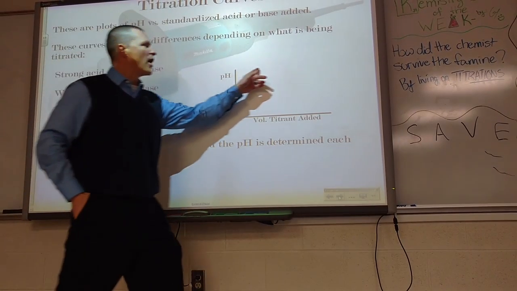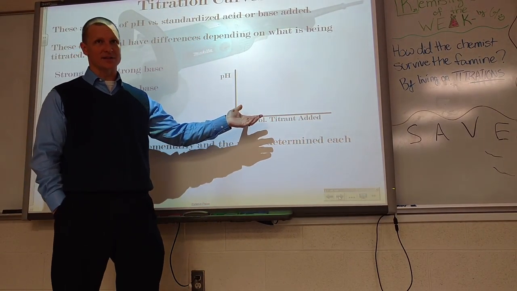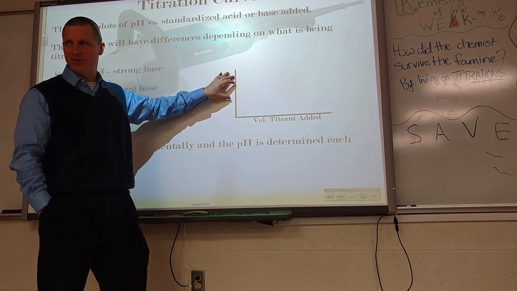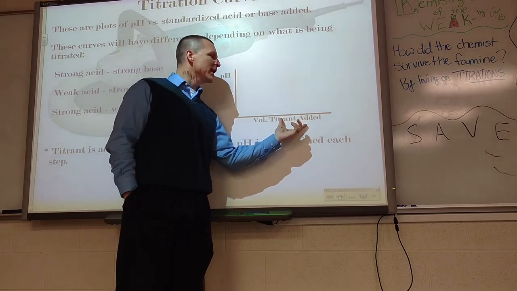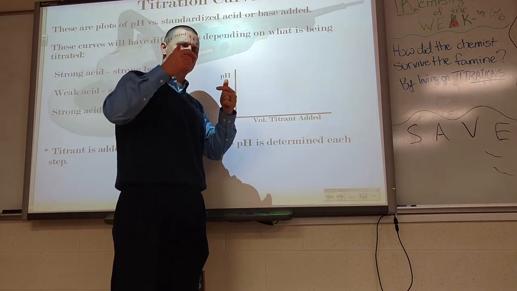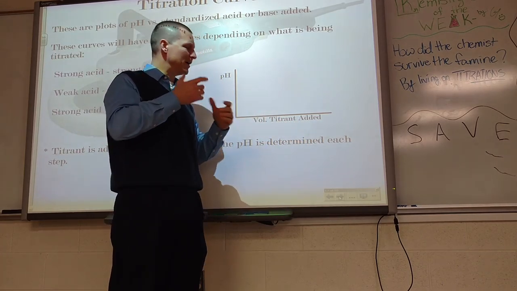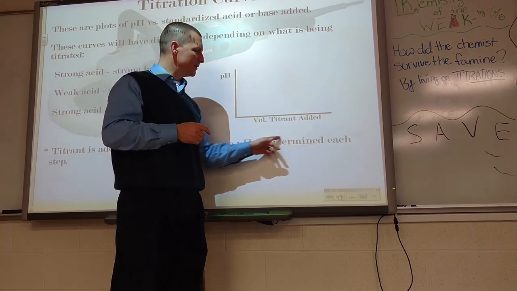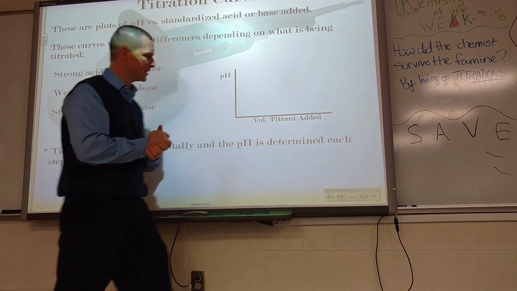So your graph, and you'll make lots of graphs in this chapter, you're always going to make it like that. The pH is always the dependent variable, so it's on the Y. And then the volume of titrant can vary. Sometimes you're going to have a strong acid in the burette. Sometimes it will be a strong base in the burette. So that stuff that's in the burette is the titrant.